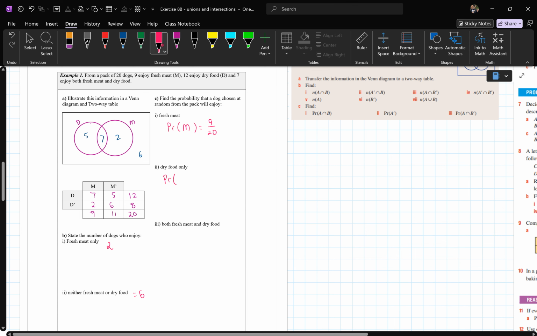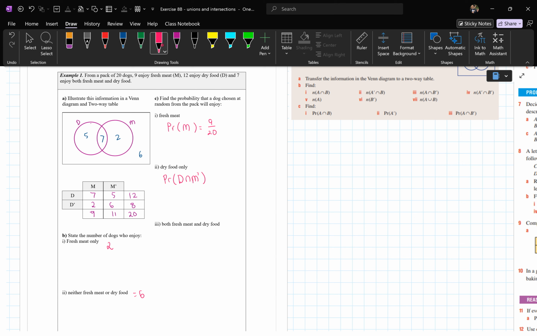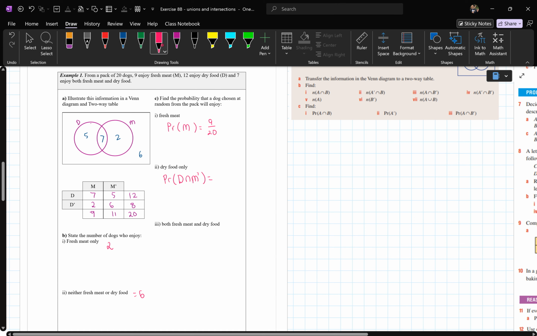So dry food is D, but I don't want anyone who doesn't like fresh meat. Wait, is that right? D, dry food only? Yeah, so everything outside of M. So in that region there, let's have a look. Dry but not fresh meat is then 5 people. So you've got 5 people out of your 20, which works out to be a quarter. So about a quarter of you would prefer dry food only.